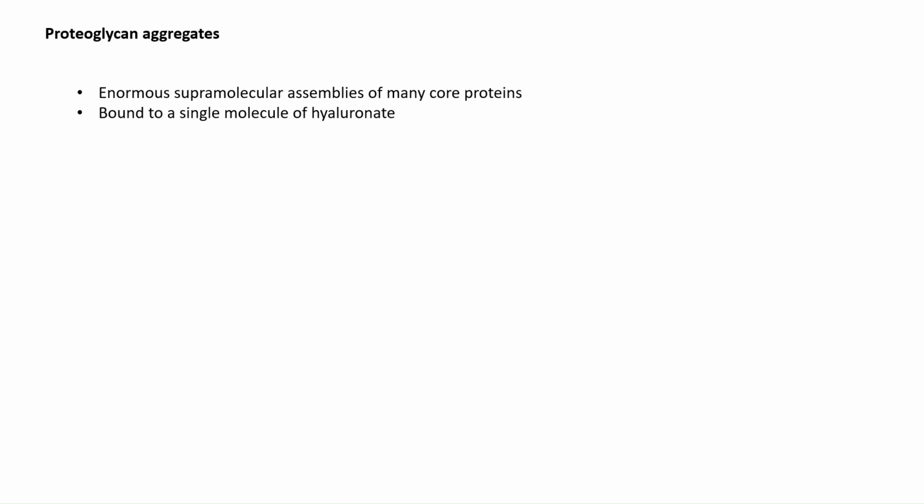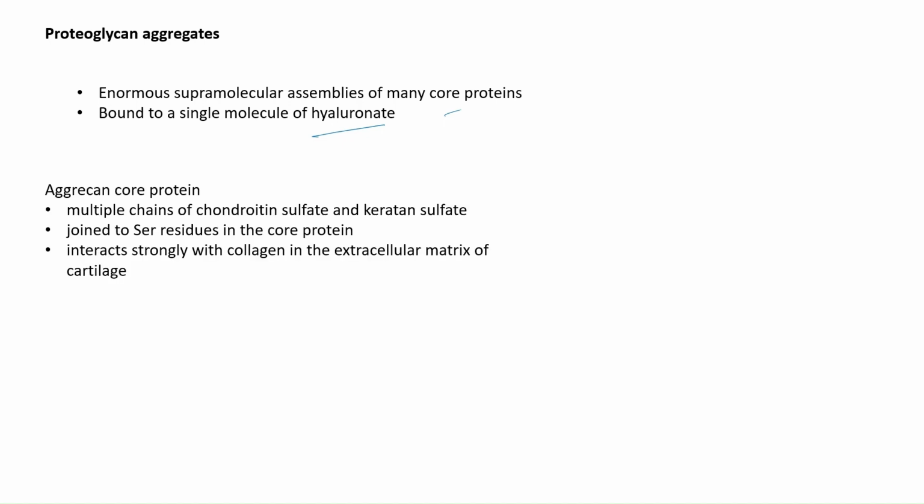Now one term is proteoglycan aggregate. Aggregation means accumulation of many proteoglycans. When many proteoglycans accumulate, they form an enormous supramolecular assembly having many core proteins, all bound to a single molecule of hyaluronate. This aggregate core protein contains multiple chains of chondroitin sulfate and keratan sulfate. How are they joined with the core protein? Through serine residue. They interact strongly with collagen in the extracellular matrix of cartilage, and hence they provide strength to the cartilage.